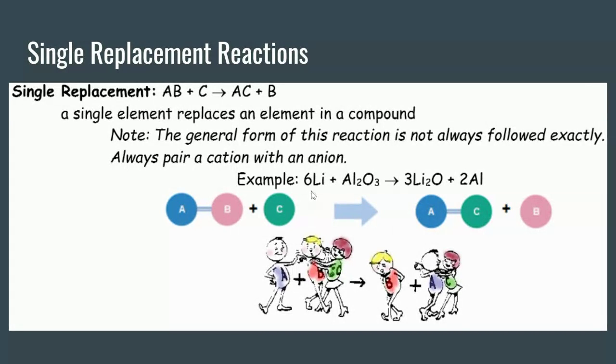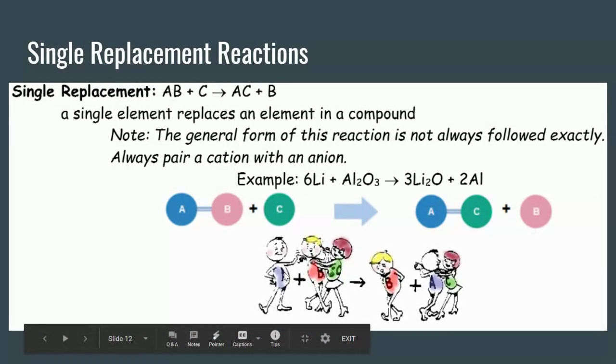It would not have made sense to put lithium and aluminum together, but it would make sense to move the oxygen over to the lithium because lithium's positive and oxygen is negative. So then we find our products. It's kind of like a dance partner dancing and one other guy comes in and kicks out one of them. And now that guy's on his own.